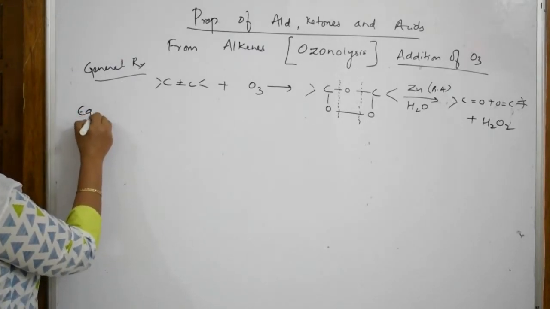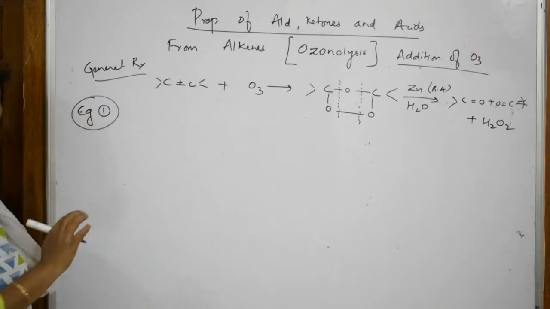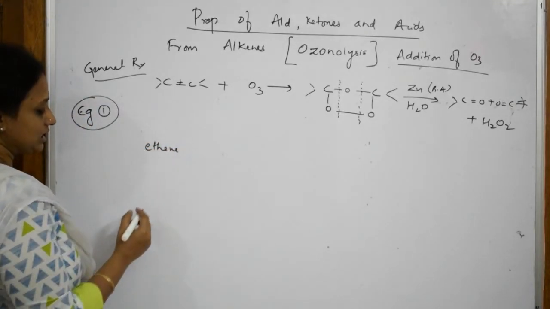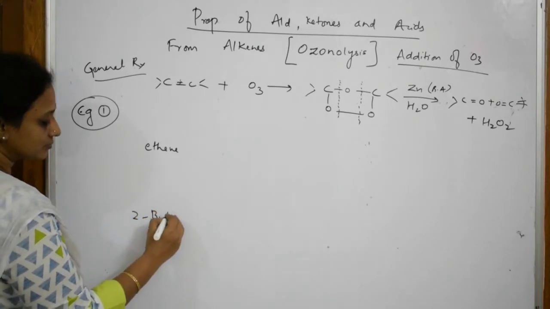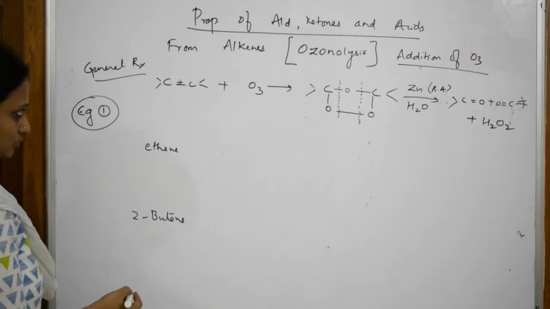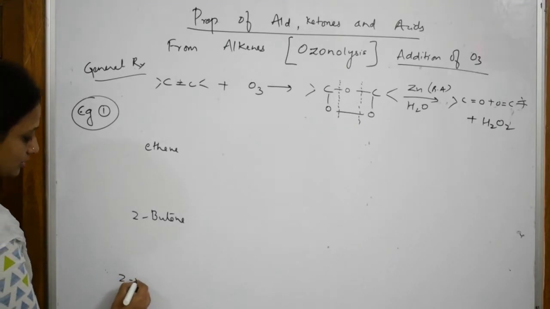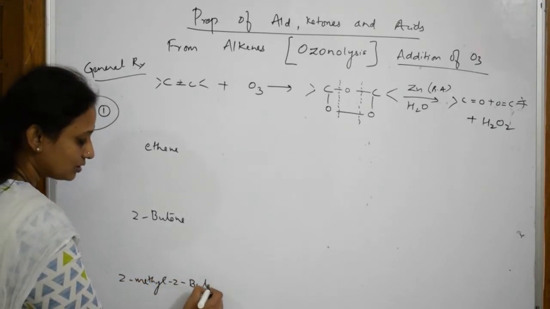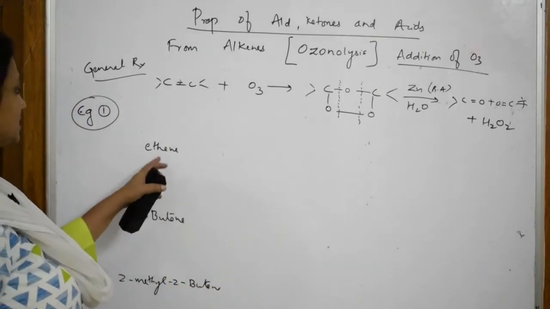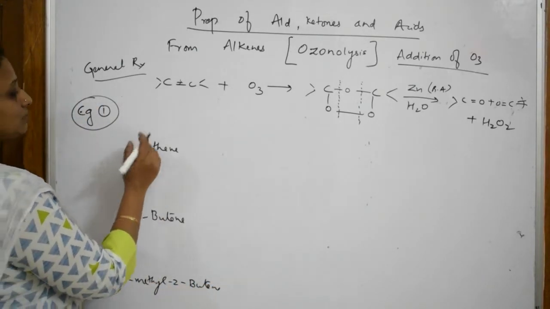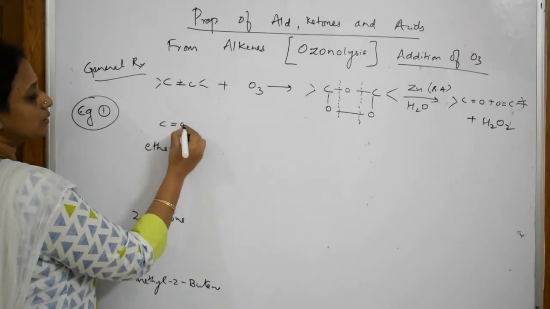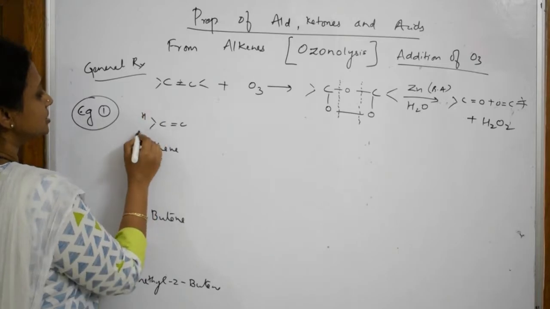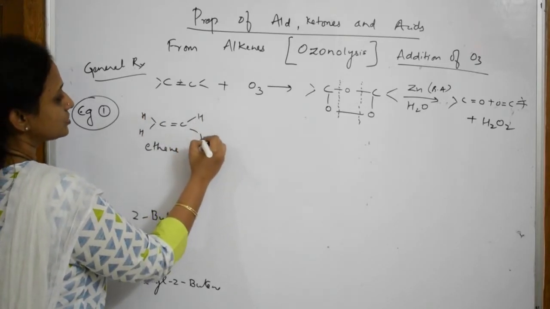Now let me explain what I've written in the general formula. Suppose I take an example. I'll pick up 3 examples. One is ethene, then 2-butene, and I'll write one more, 2-methyl-2-butene. Let us write for all the 3 and see. Now let me write for ethene. The ethene molecule we very well know, C double bond C, with H on each carbon.